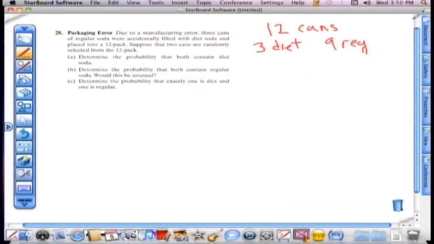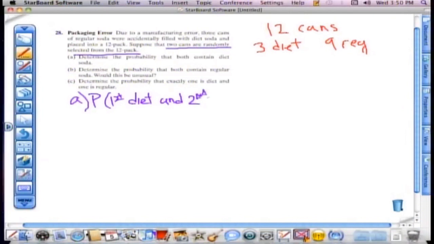Okay, so 2 cans are randomly selected from the 12-pack, one after the other. It implies one after the other. So what's the probability that they're both diet soda? You're looking at the probability that the first is diet, and also the second is diet. It wouldn't be the first or the second is diet, because it's saying they both contain diet soda. If you have to think about it in terms of the and and the or, and then go back and switch, that's fine.